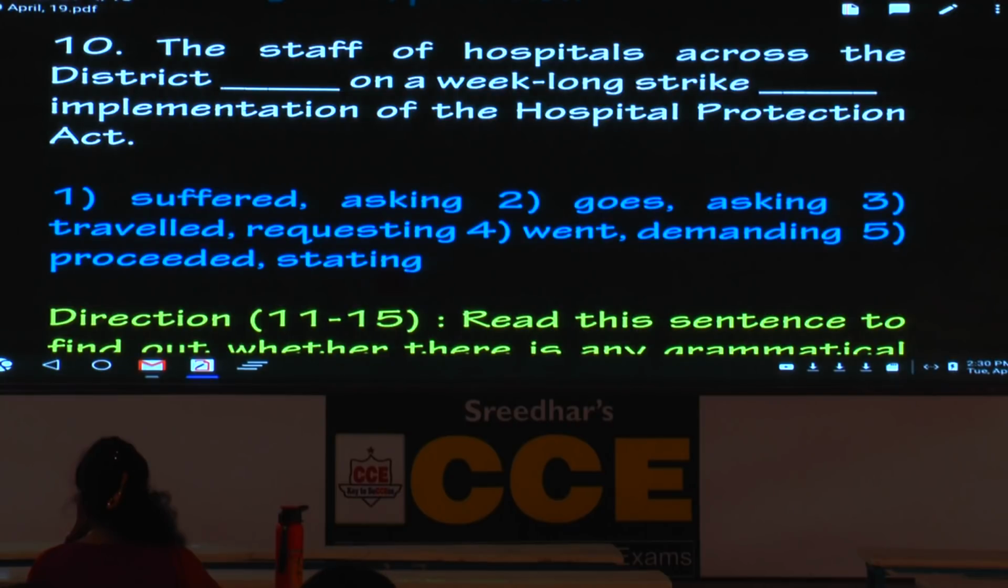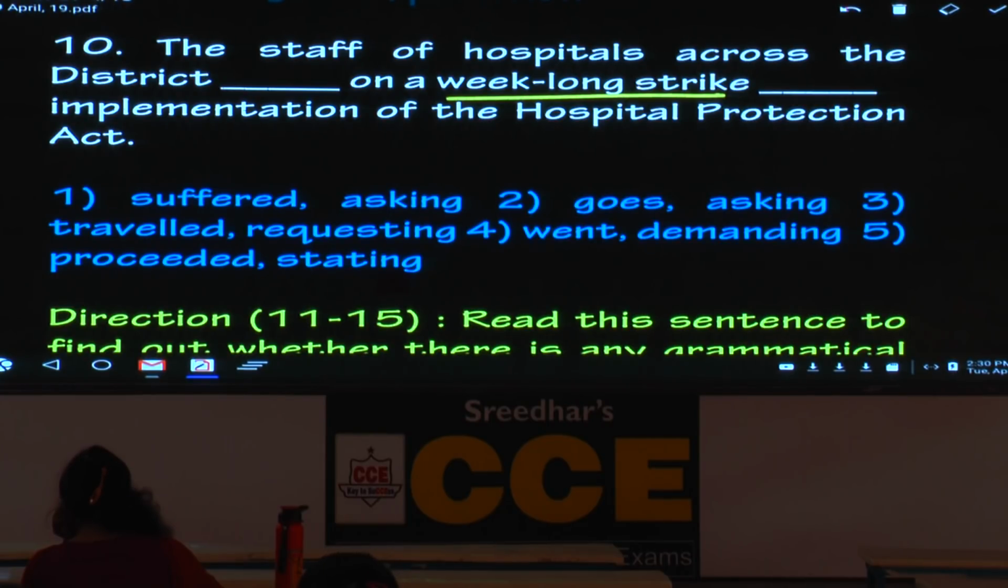Question number 10. The staff of hospitals across the district, first you underline the word, on a week-long strike. Here the knowledge related to word combinations or collocations plays a major role. Generally strike, what is the verb? They blank on a strike. Go. They go on a strike. And what is the past form? Went. Do you find that word here?